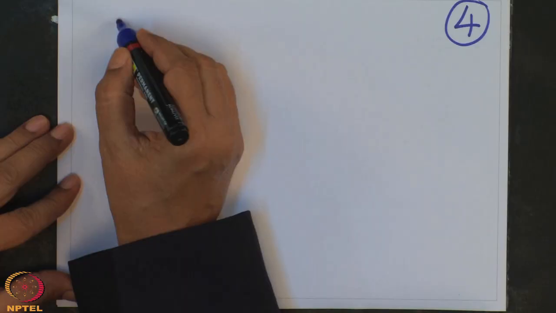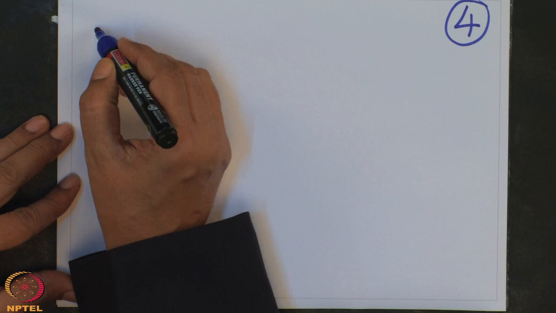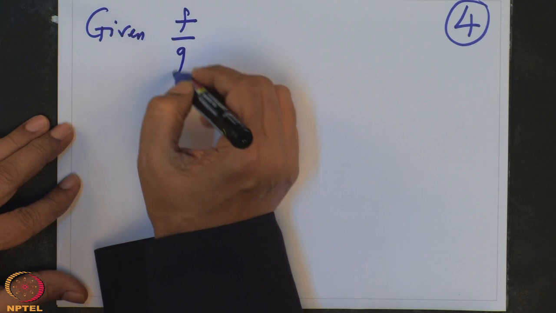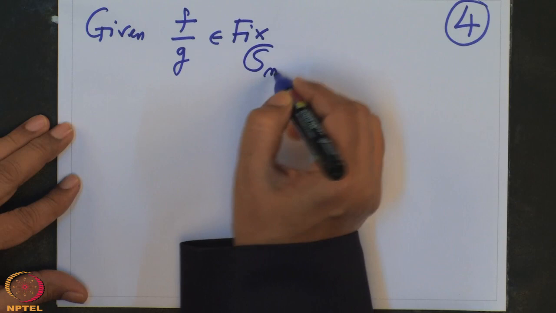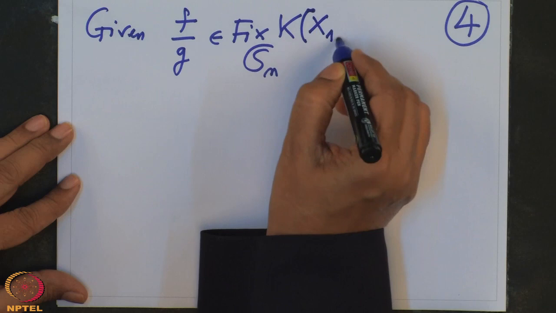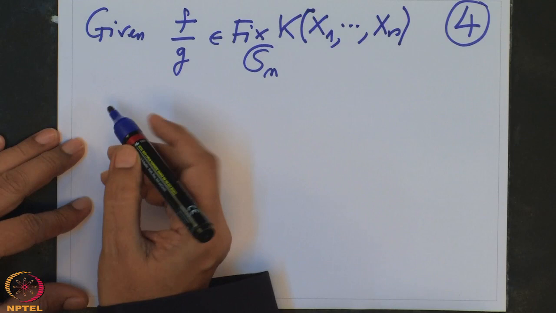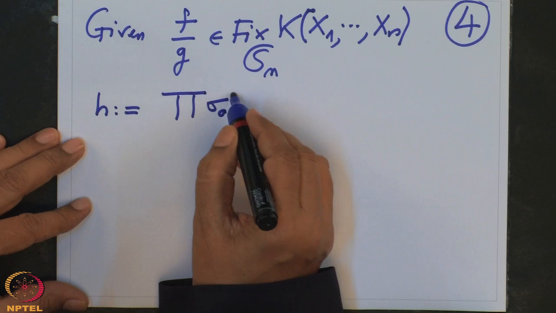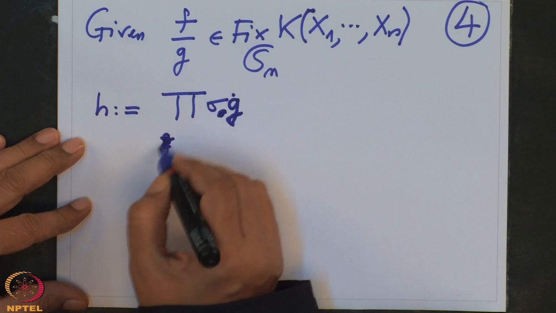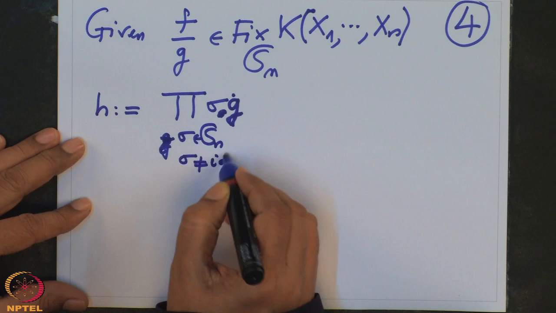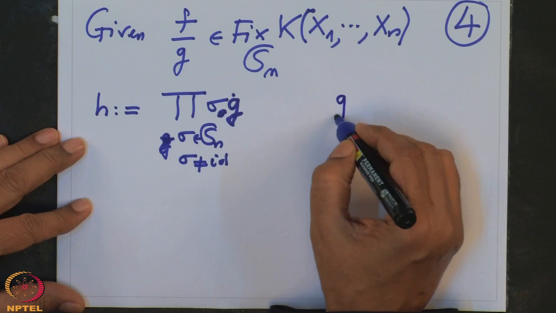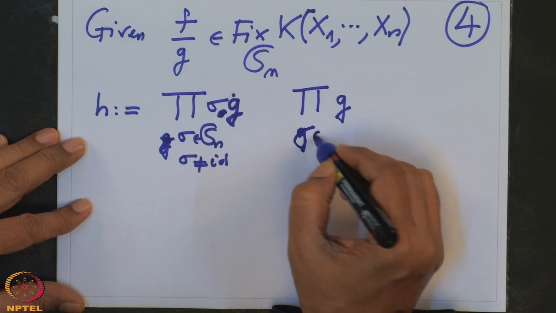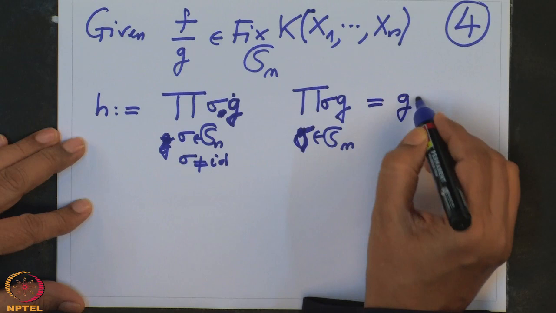So let us call, given f by g in the fixed field of Sn, k(x1 to xn), a symmetric rational function, then I am going to multiply up and down by h. So h equals the product of sigma g, as sigma varies in Sn, but sigma is not identity. Look at this product. If I take the product over sigma in Sn of sigma g, this is g times h. And g times h is symmetric.